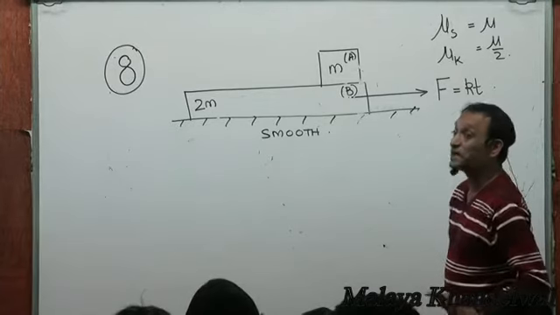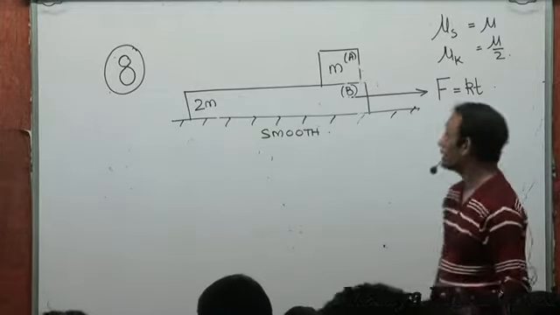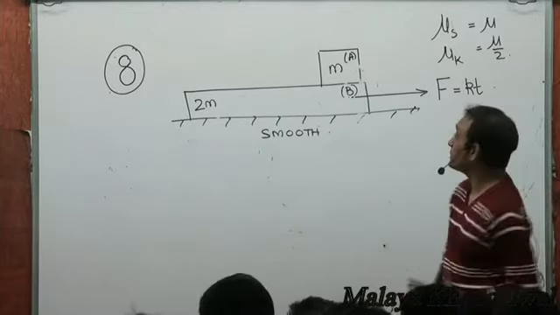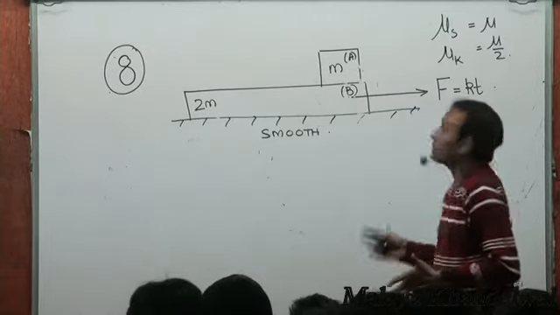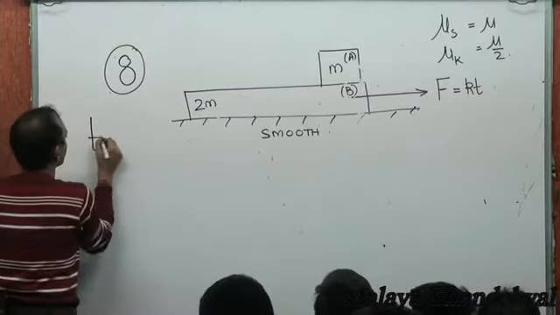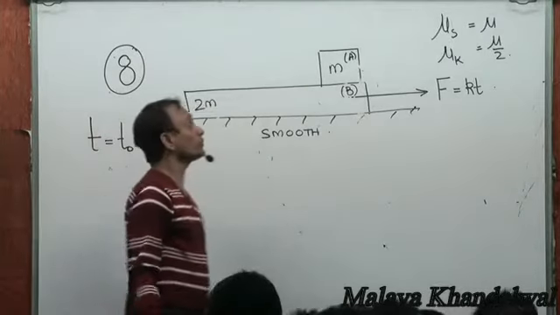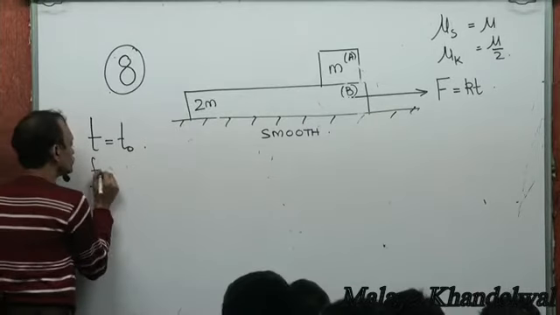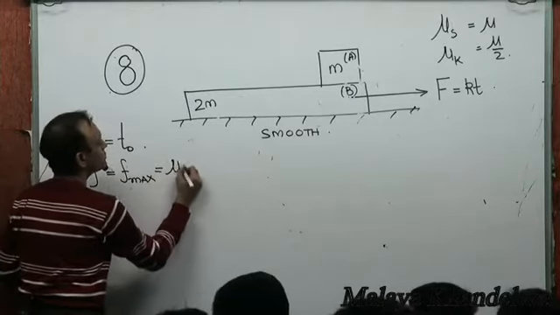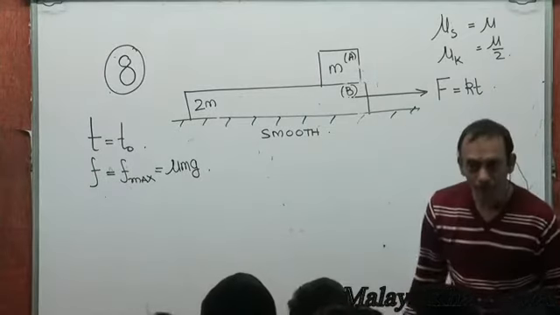Now it is given that at t equal to t naught, A just about begins to slide on B. That means the frictional force between A and B would have become its maximum static value, which is mu s mg, right? At t equal to t naught, the frictional force between the two would have become its maximum, and that would be mu mg.